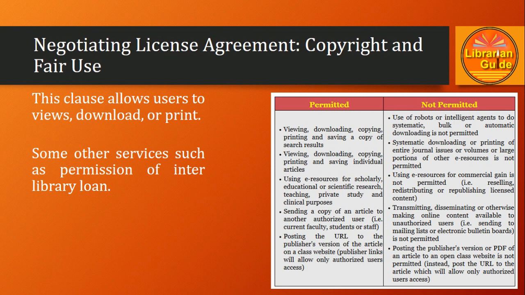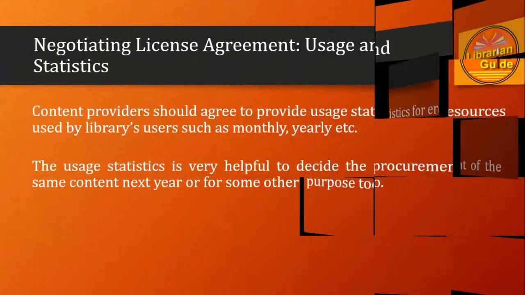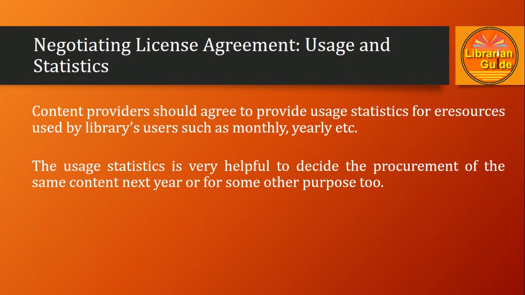In order to negotiate the license agreement, the next point is usage and statistics. The content providers should agree to provide usage statistics for resources used by library users, and there should be a provision to get the monthly and yearly usage statistics of the e-resource, because it is very helpful information to decide on procuring the same content next year or for some other purpose. So it has to be taken care of while negotiating the license agreement.